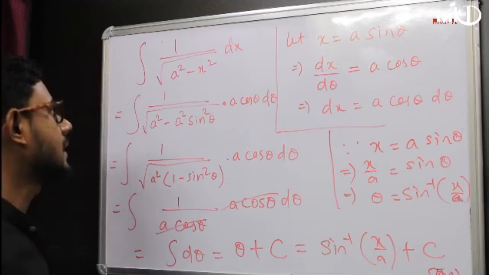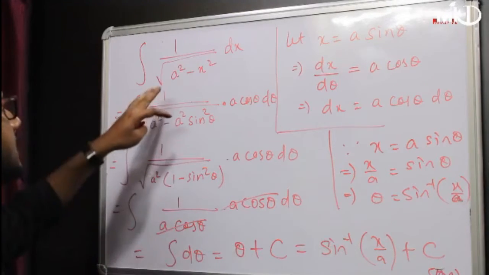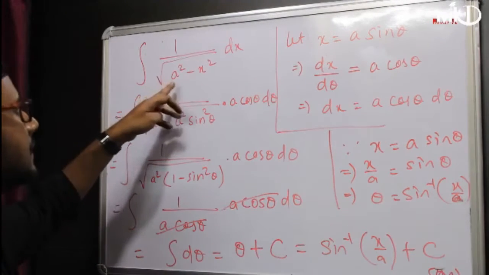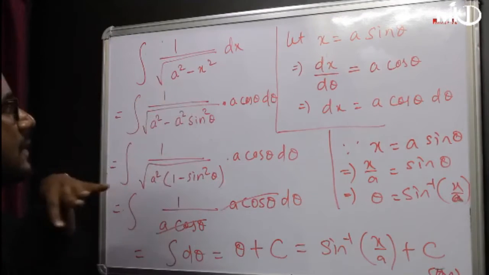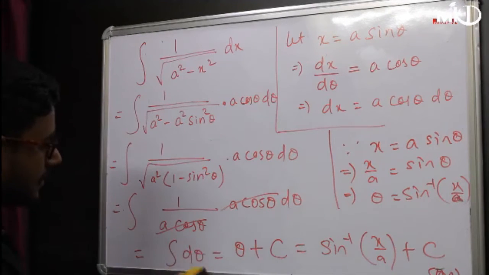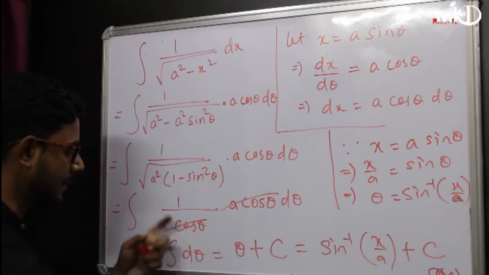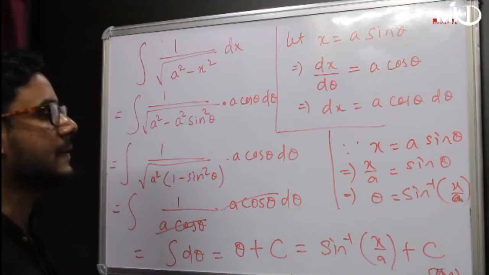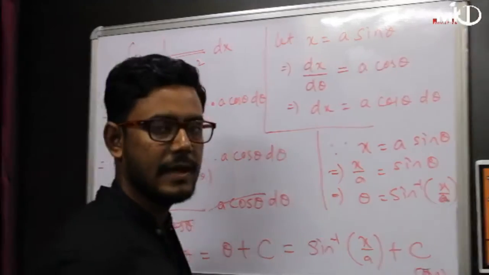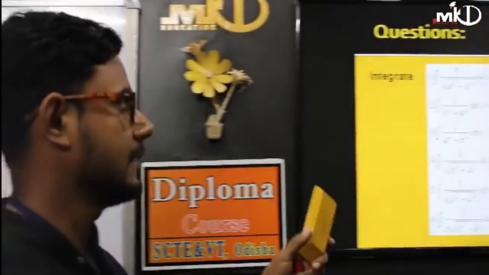Okay, so we see that when our integration contains terms like x square minus a square square root, generally we replace x by a cos theta or a sin theta, which makes the problem simpler. See, the integration only becomes integration d theta, and you can easily find out its integration. So let's try on the second one.